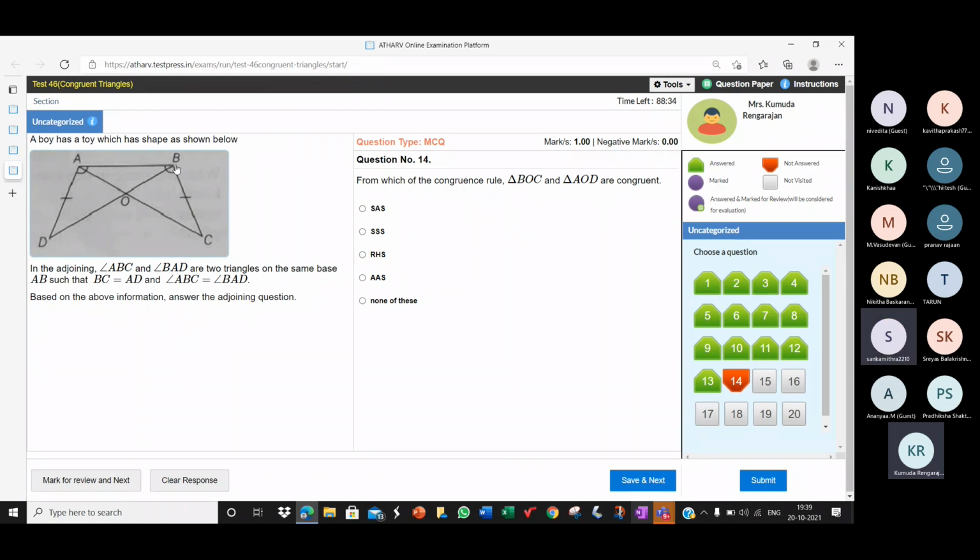After that, what are you subtracting from both the sides? From angle BAD, I'm subtracting angle BAC. And similarly, from angle ABC, I'm subtracting angle ABD. But you can subtract only equals from both the sides to maintain the equality.